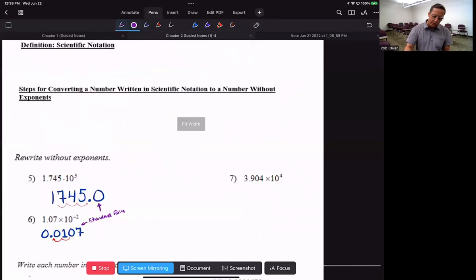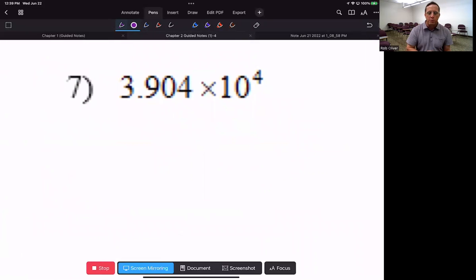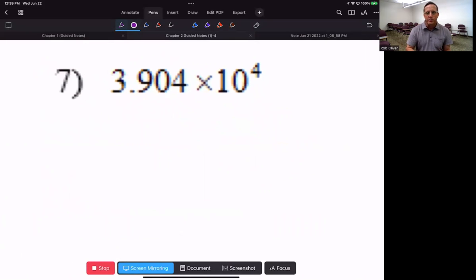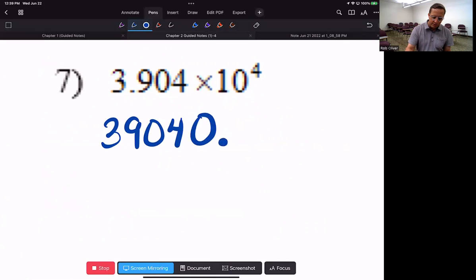All right, number 7. This has a power of 4 for the power of 10. And it's positive, so it's going to move over 4 places to the right. So we got 3, 9, 0, 4, 0. So that's where the decimal is. I want to put a comma too. You can do that, make it look a little prettier. So that is it.